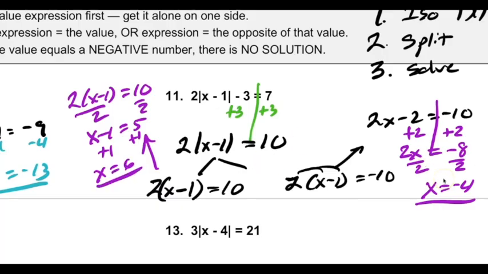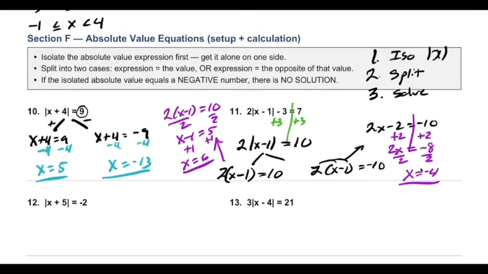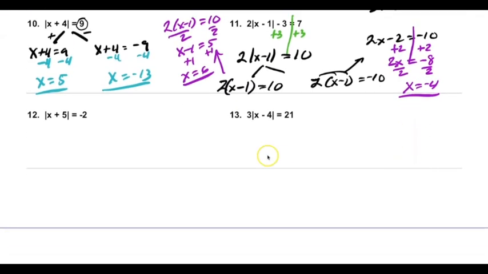Again, with absolute value, you mostly get 2 answers. Sometimes you get 1 if it's a 0, and sometimes you get none. But most times you should get 2 answers. And speaking of none, look at this one. Absolute value equals a negative. That cannot happen. Not possible. Absolute value is always positive, so it's not possible. You just put no solution. You're good. No way to make this happen.